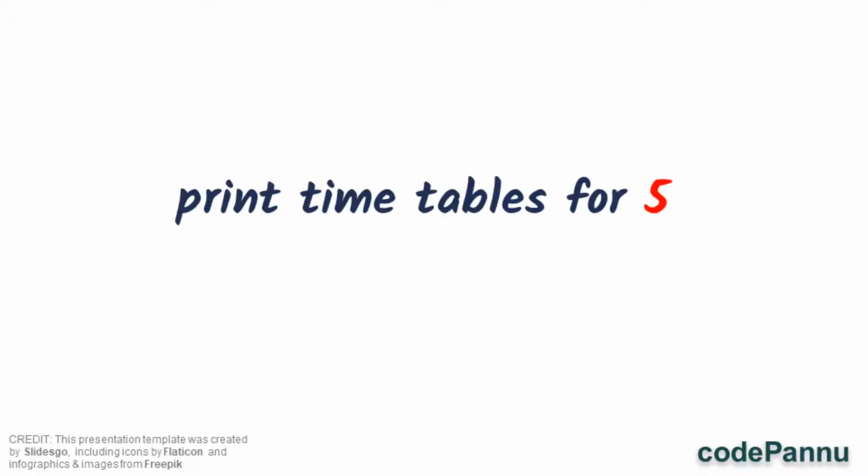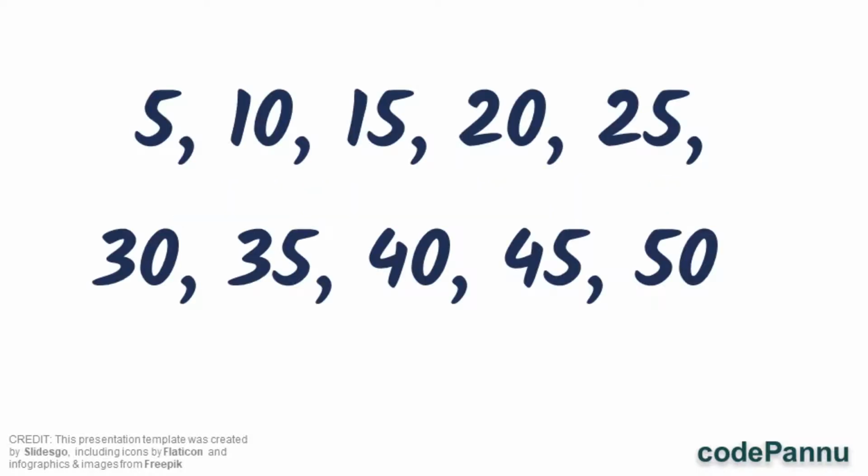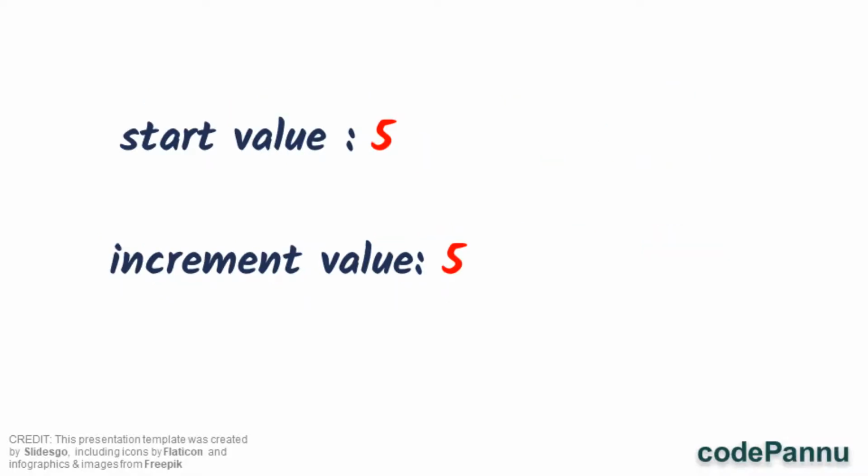So second one, this is going to be even more interesting. We are going to print 5 times table or timetable for 5. Okay, so what is the range of values we want as output? We want 5, 10, 15, 20, 25, 30, 35, 40, 45 and 50. So what is the start value? It is 5. Next, what is our increment value? It is again 5. We are increasing by 5, right? 5, 10, 15. So we are increasing by 5.